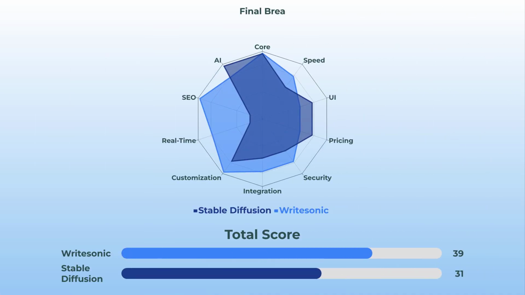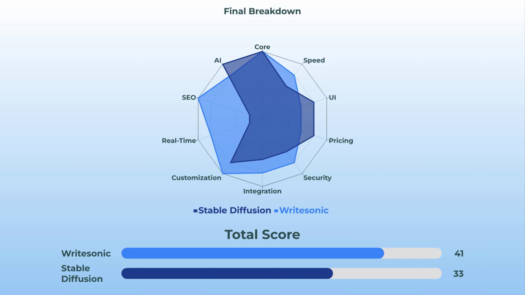If we map it all out, you'll see Writesonic comes out on top for writing, speed, integrations, customization, and all things content marketing. Stable Diffusion, way ahead for art generation, user experience for artists, and affordable access to powerful AI tools. Each shines in totally different ways.